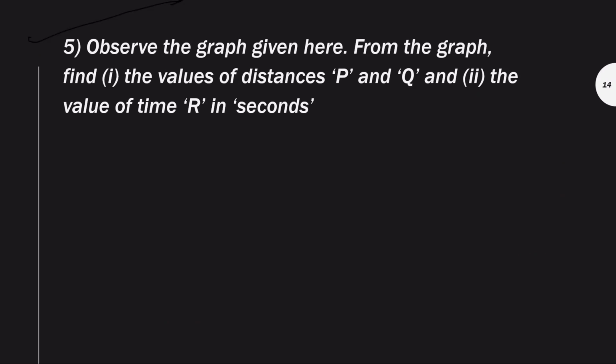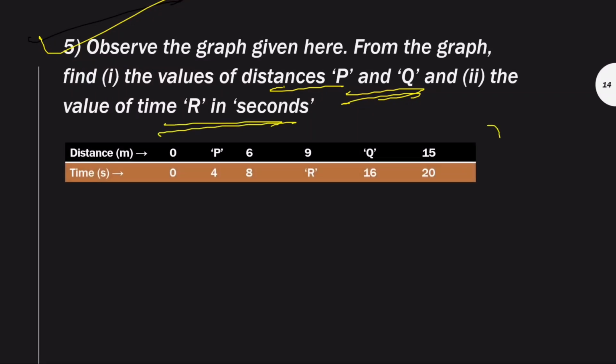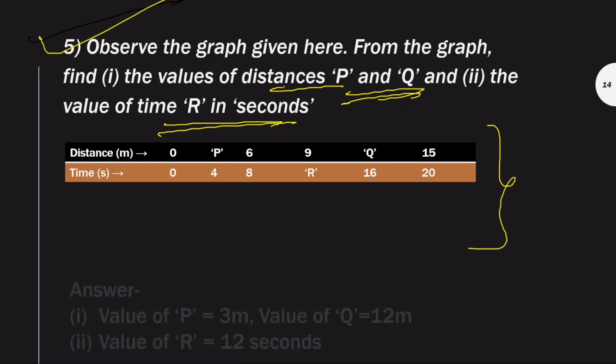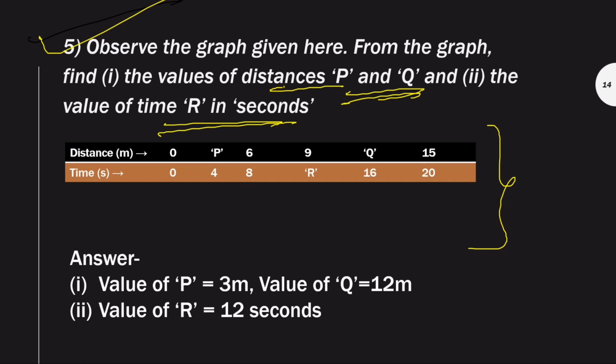Next question, question number 5. Observe the graph which is given below. From the graph, find out the values of the distances P and Q and the value of the time R in seconds. Answer: this was the distance or the time which is given. Let us see the answer now. The value of P would be 3 and the value of Q would be 12. The value of R would be 12 seconds.